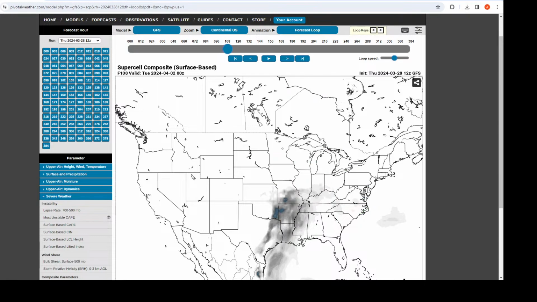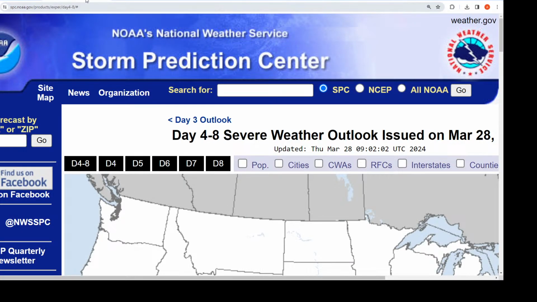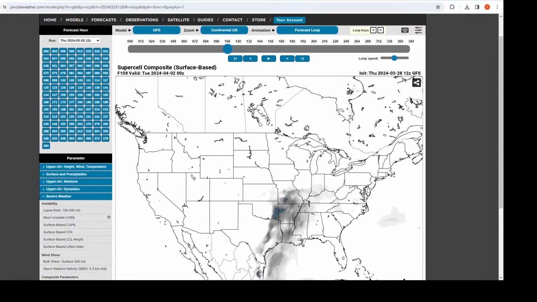That is all I have for you all now. Actually, I do want to show you one other thing real quick. Chase mode will be activated with this setup. As we go into Monday, I will bring you an update on this Monday morning, because on Monday morning we are going to have the short range models, which really show where the greatest storms will be popping up.